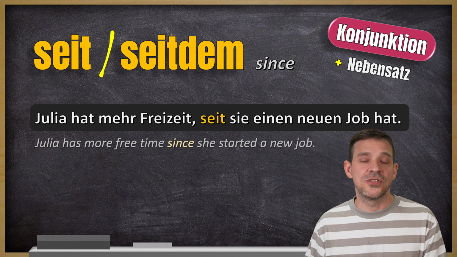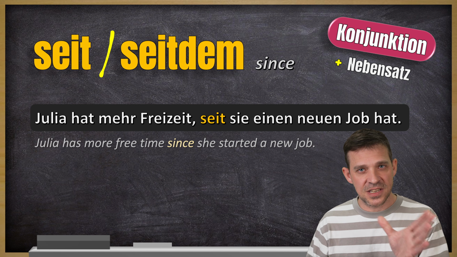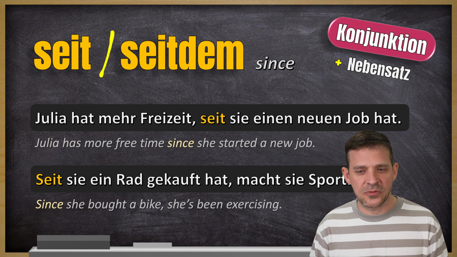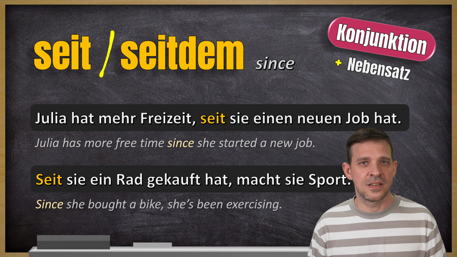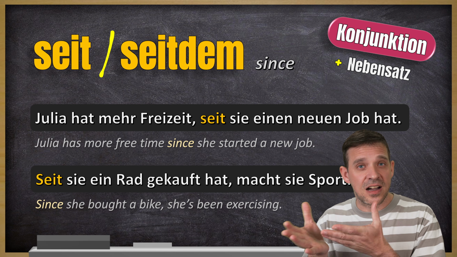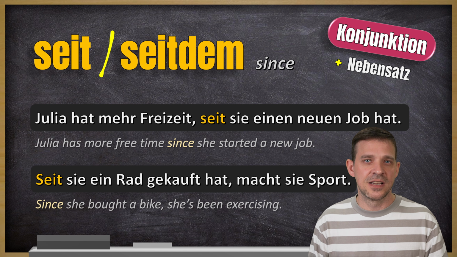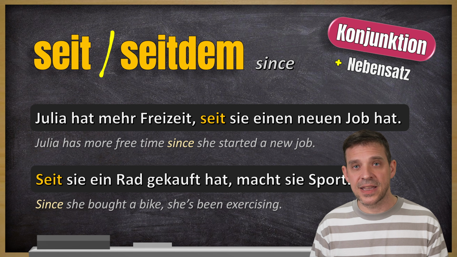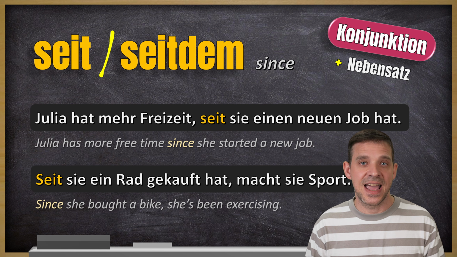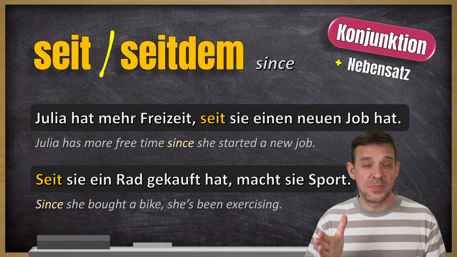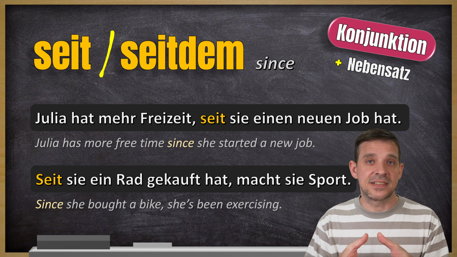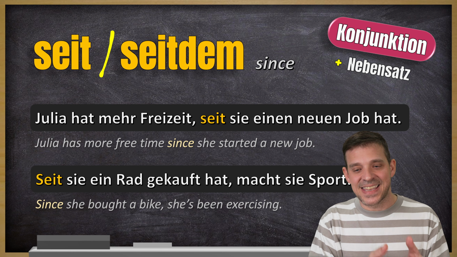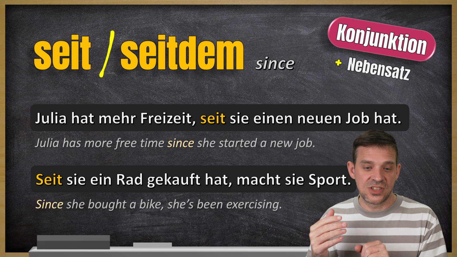But as mentioned, you can also use it to talk about the past when something is completed in the past. Like for example here, seit sie ein Fahrrad gekauft hat, macht sie Sport. Ein Rad is the short form for Fahrrad, bicycle. Since she bought a bike, she has been exercising. So this means this event, buying this bicycle, is completed and happened in the past. And since then, she's doing more sport.